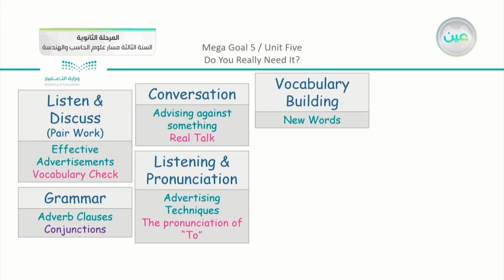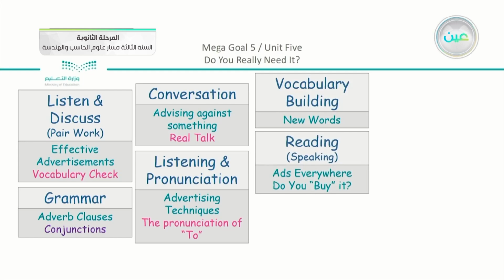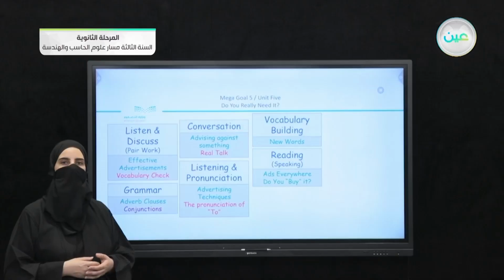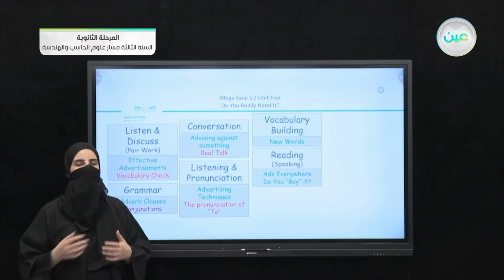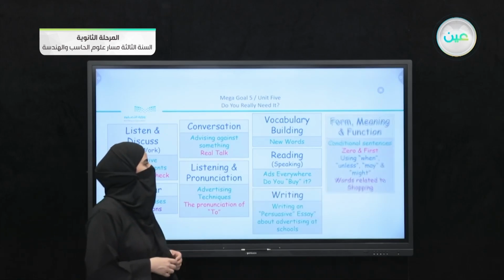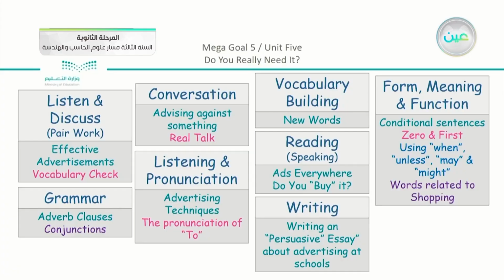We also learned new words through our vocabulary building lesson, which led us to the reading lesson. And the reading was Ads Everywhere: Do You Really Buy It? We started by explaining that buy here can have more than one meaning. And the topic in general was about how advertisers attract the consumers. We have the writing. Now we learned how to write a persuasive essay about advertising at schools.